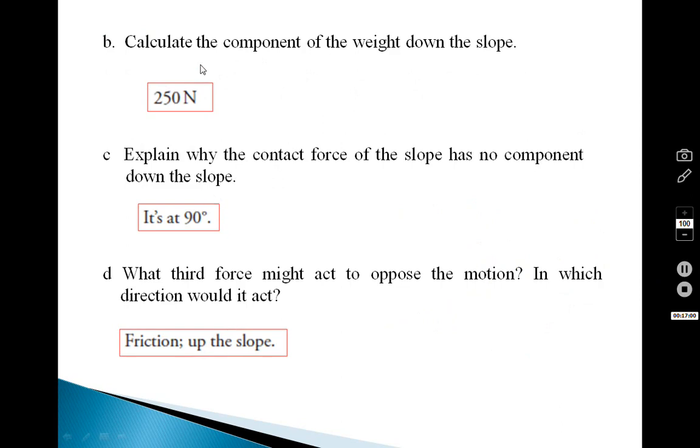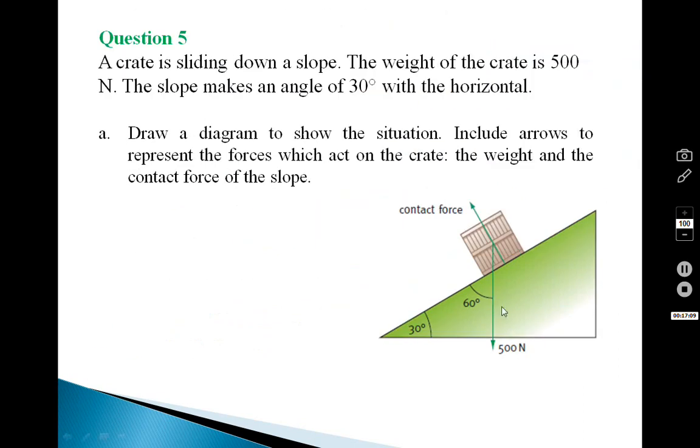Section B: calculate the component of the weight down the slope. So what's the component here? F down the slope is equal to F cosine theta. Where is theta? This one. So down the slope, it is equal to 500 cosine 60. 500 cosine 60.